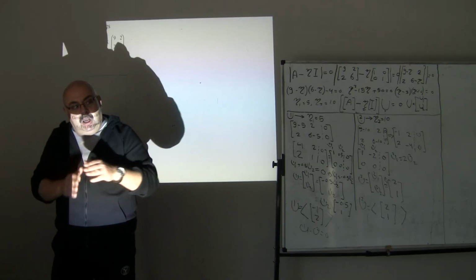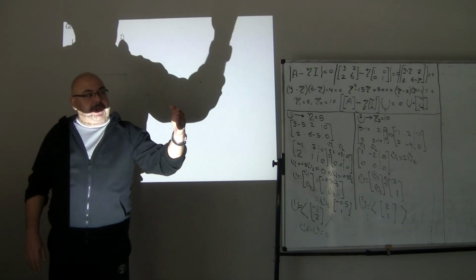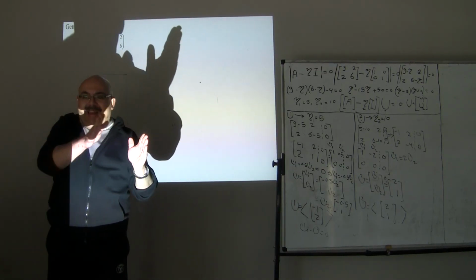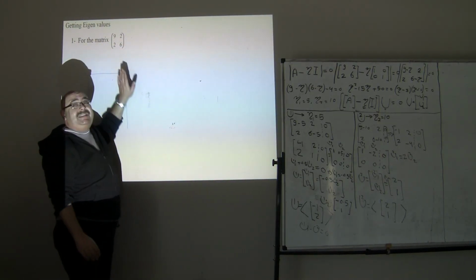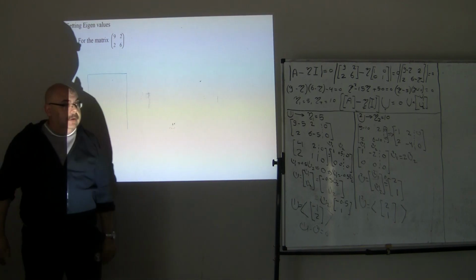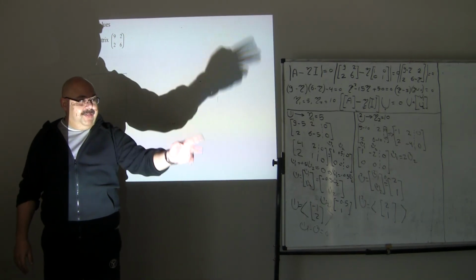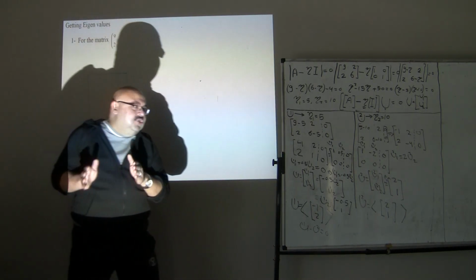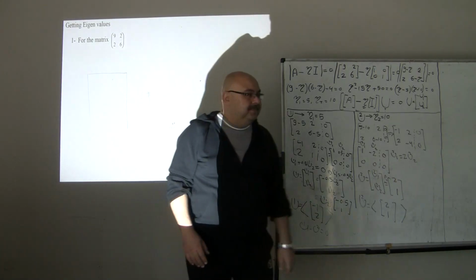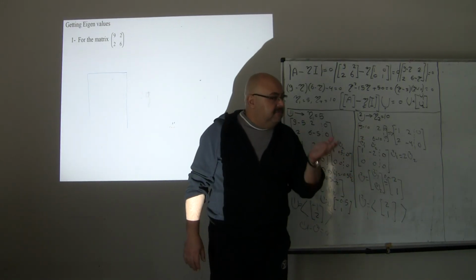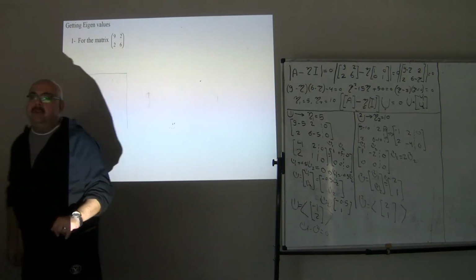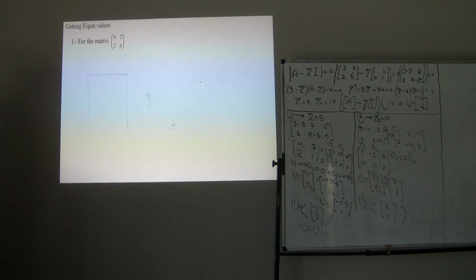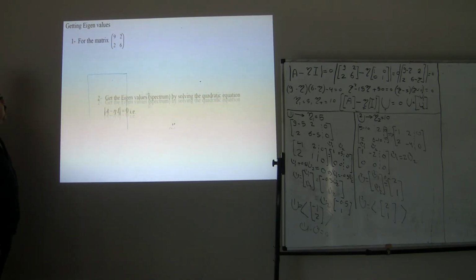From that, if the geometric multiplicity equals the algebraic multiplicity, then this matrix is diagonalizable. If they don't equal each other, then this matrix is not diagonalizable. Alright? Very simple. Now I will go through these steps once more for you.